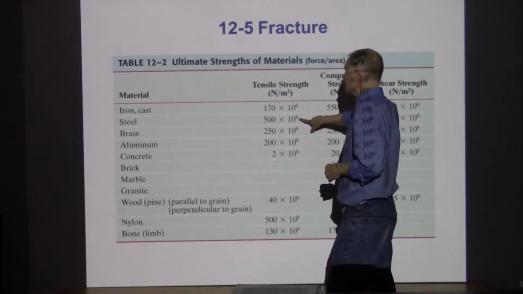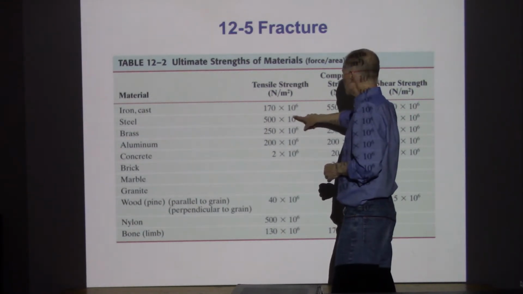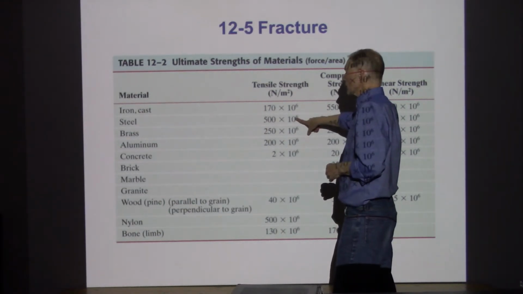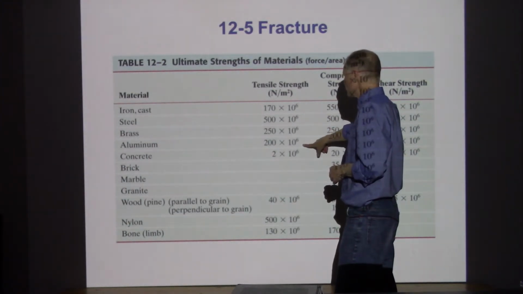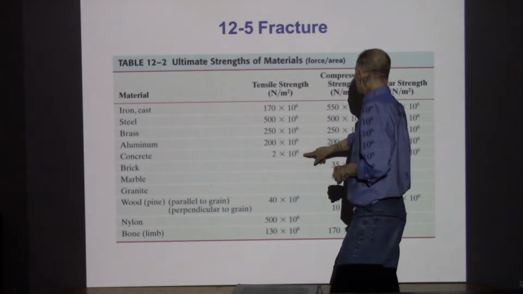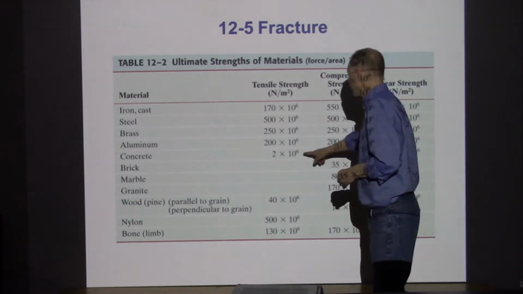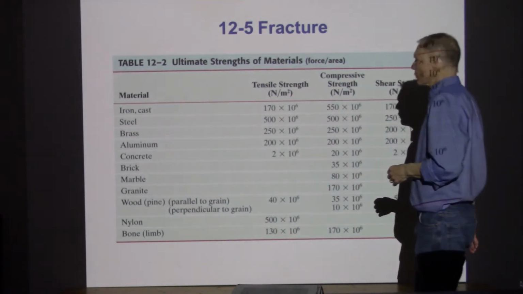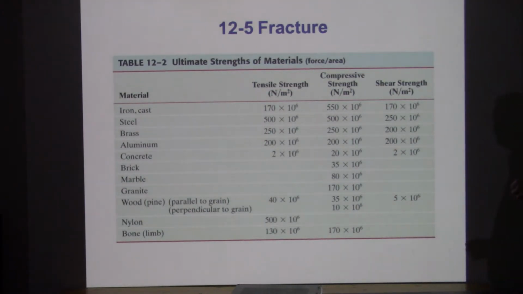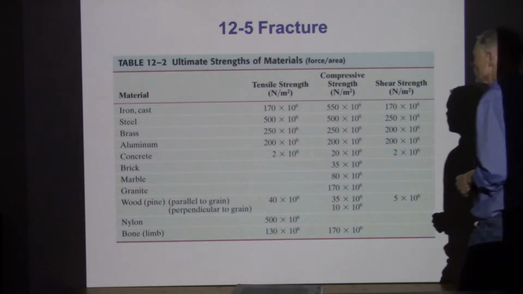And again, steel comes in pretty good here, much better than just regular old iron. So doing an alloy and making different types of steel is good. Brass is doing pretty well. Aluminum is doing pretty well. Under tensile strength, see, concrete just fractures. So concrete is not very sturdy under tensile strength.